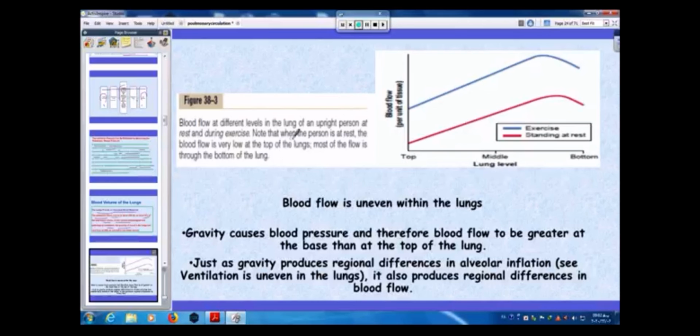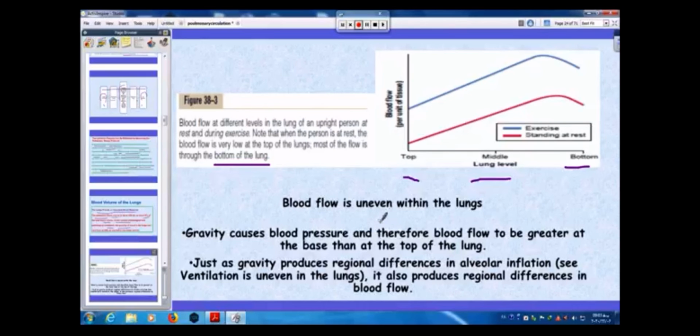You can see in this figure that the blood flow at different levels of the lung of an upright person at rest and during exercise is different. Note that when the person is at rest, the blood flow is very low at the top of the lungs. Most of the flow is through the bottom of the lungs. Here is the top, the middle lung level, and this is the bottom. The red curve is standing at rest, and the blue shows exercise.